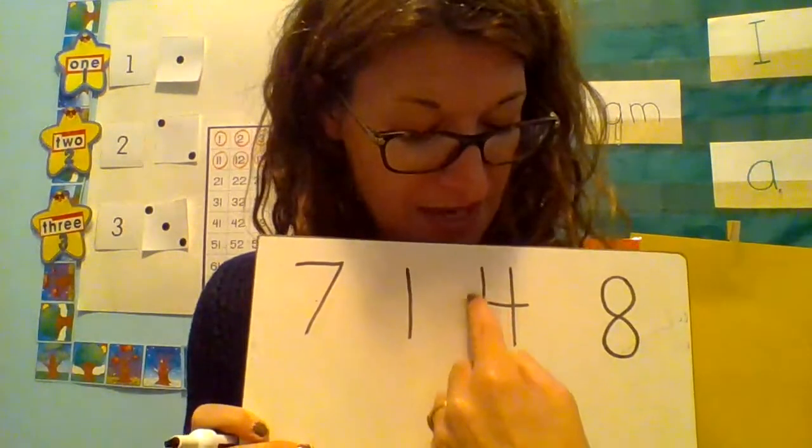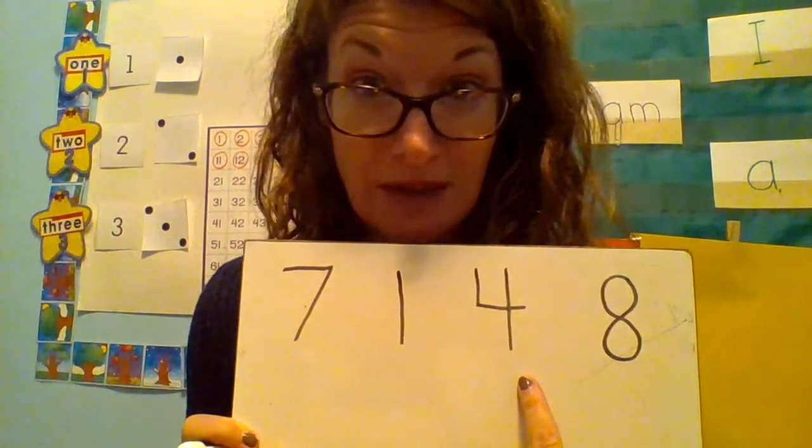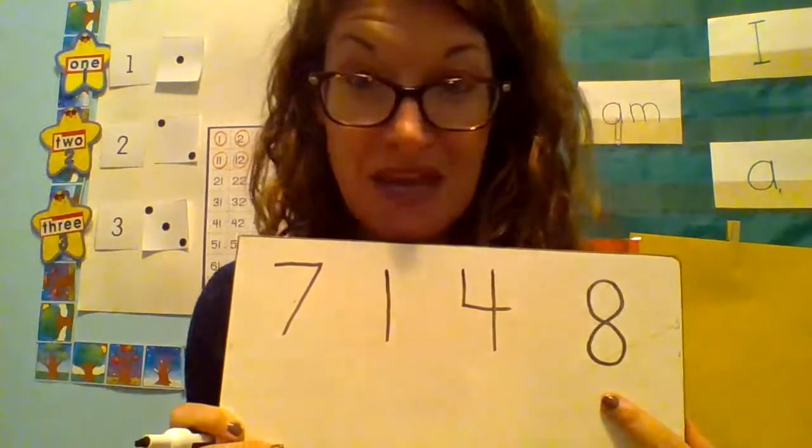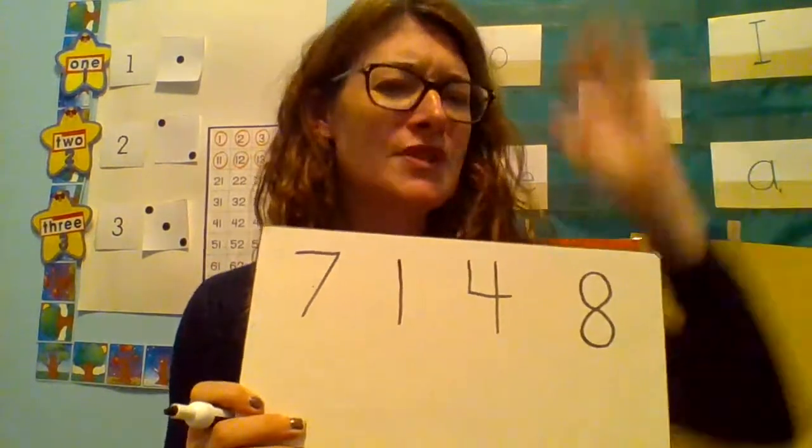My 4 says down and over and down once more. That's the way to make a 4. And then we have make an S but do not wait. This is how you make an 8. Wonderful. Kiss your brain. You're so smart.